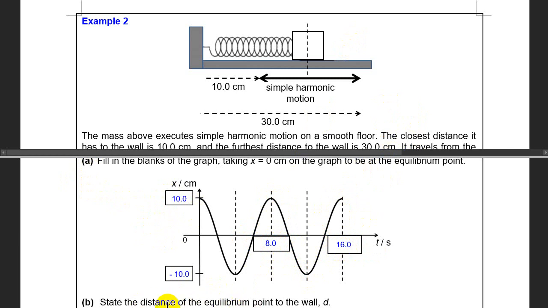Okay, part B, state the distance of the equivalent point to the wall. That means here is how far to the wall. Okay, I think we have just figured out this is 10, this is 10. So this to this is 20.